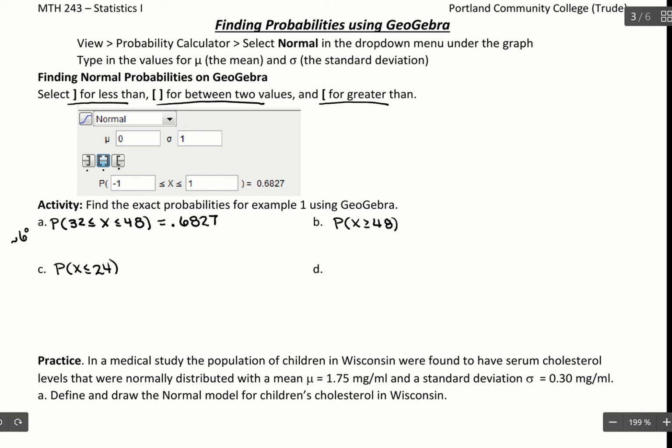So this 0.6827 is a more exact value compared to when we used our empirical rule, and that answer came out to about 68%. This is a more accurate answer that we're getting out.